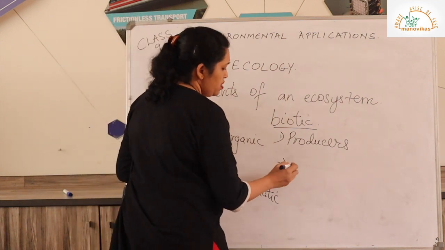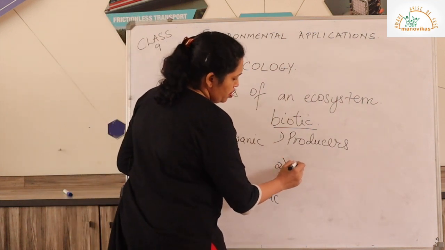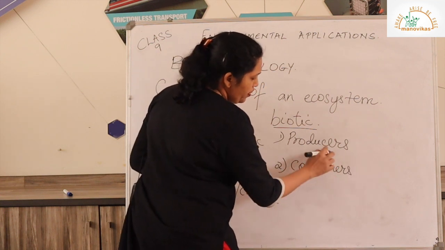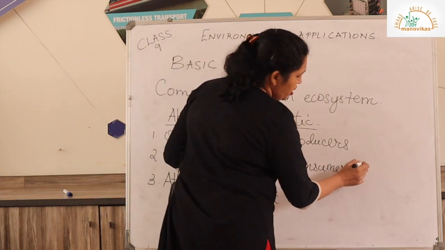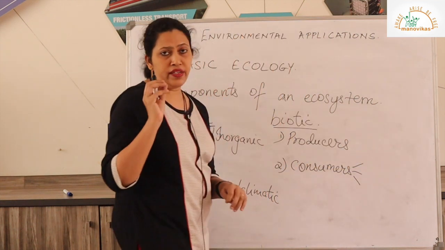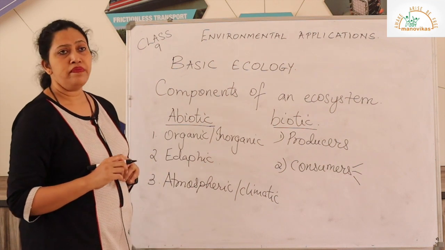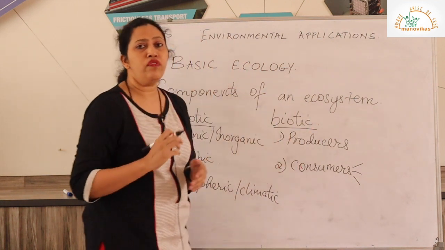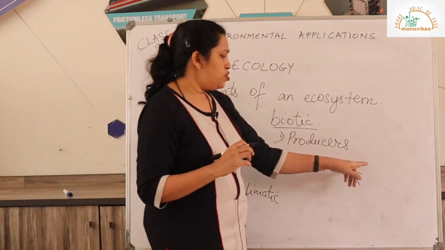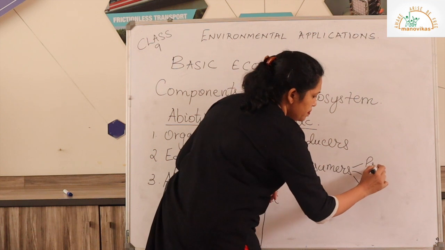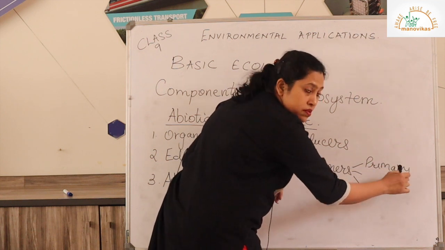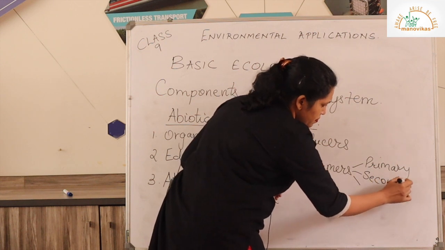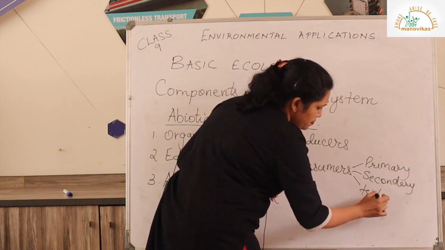The second one is the consumers. These are all living. The consumers are again divided into three categories. The first one is the heterotroph. These are all called heterotrophs because they cannot make their own food. They are primary consumers, secondary consumers, and tertiary consumers.